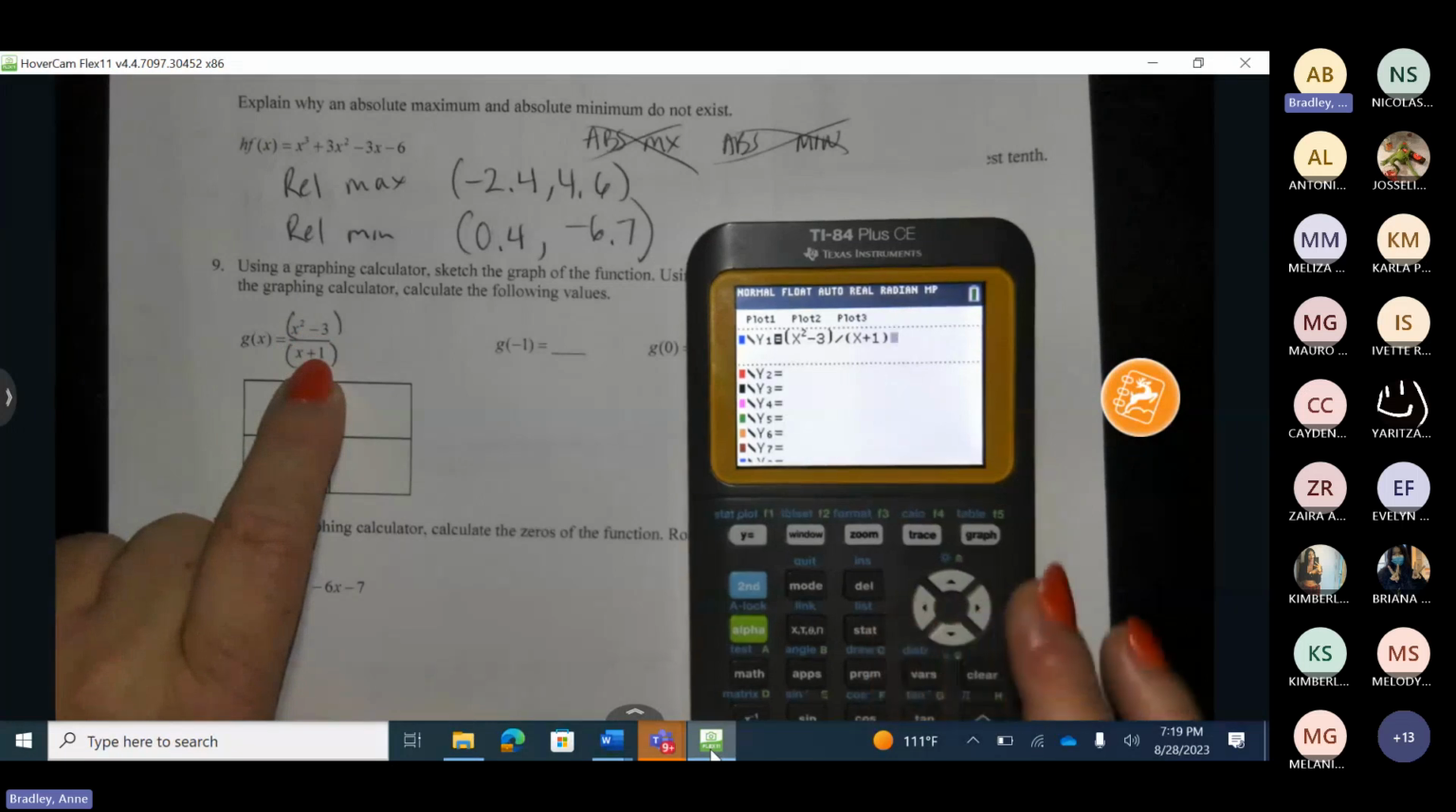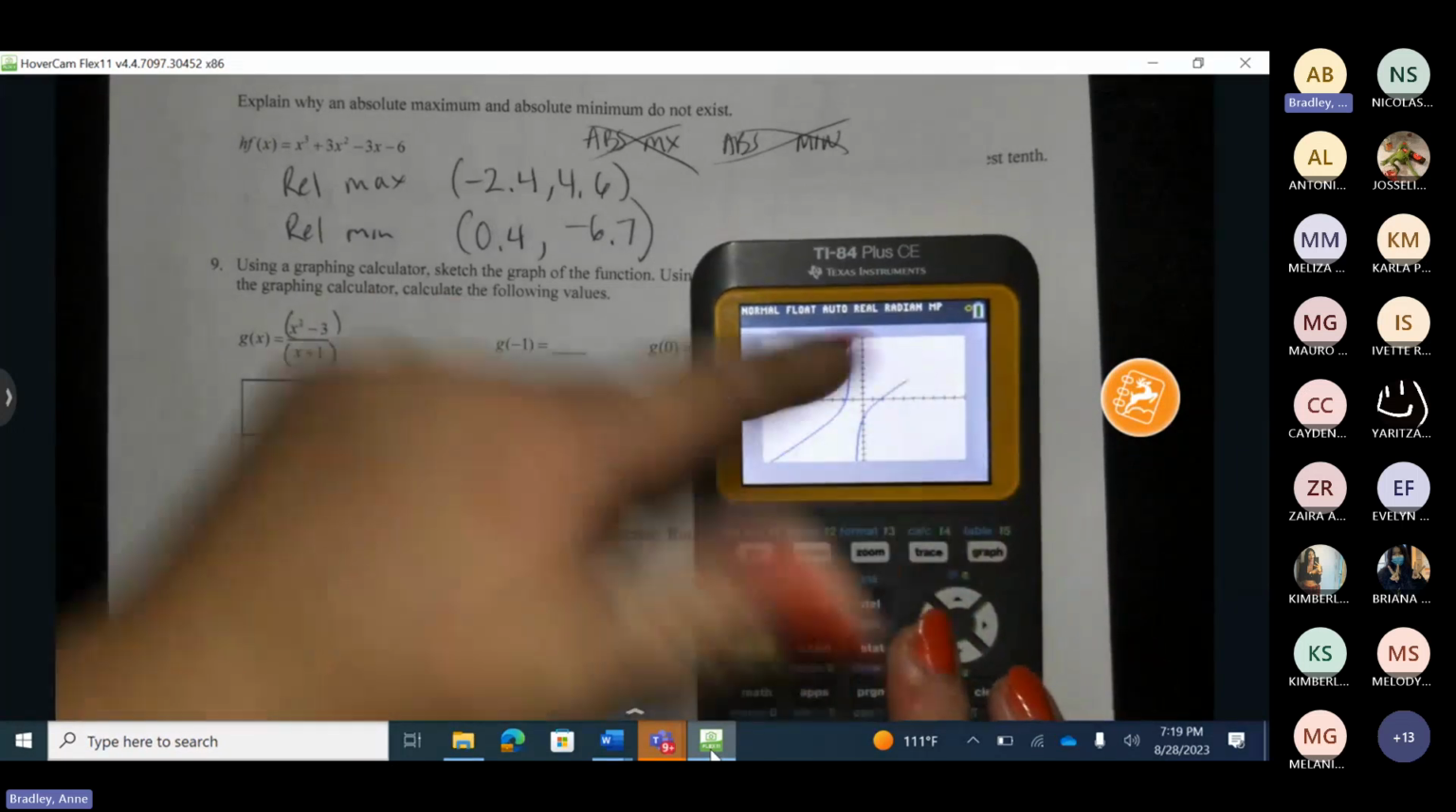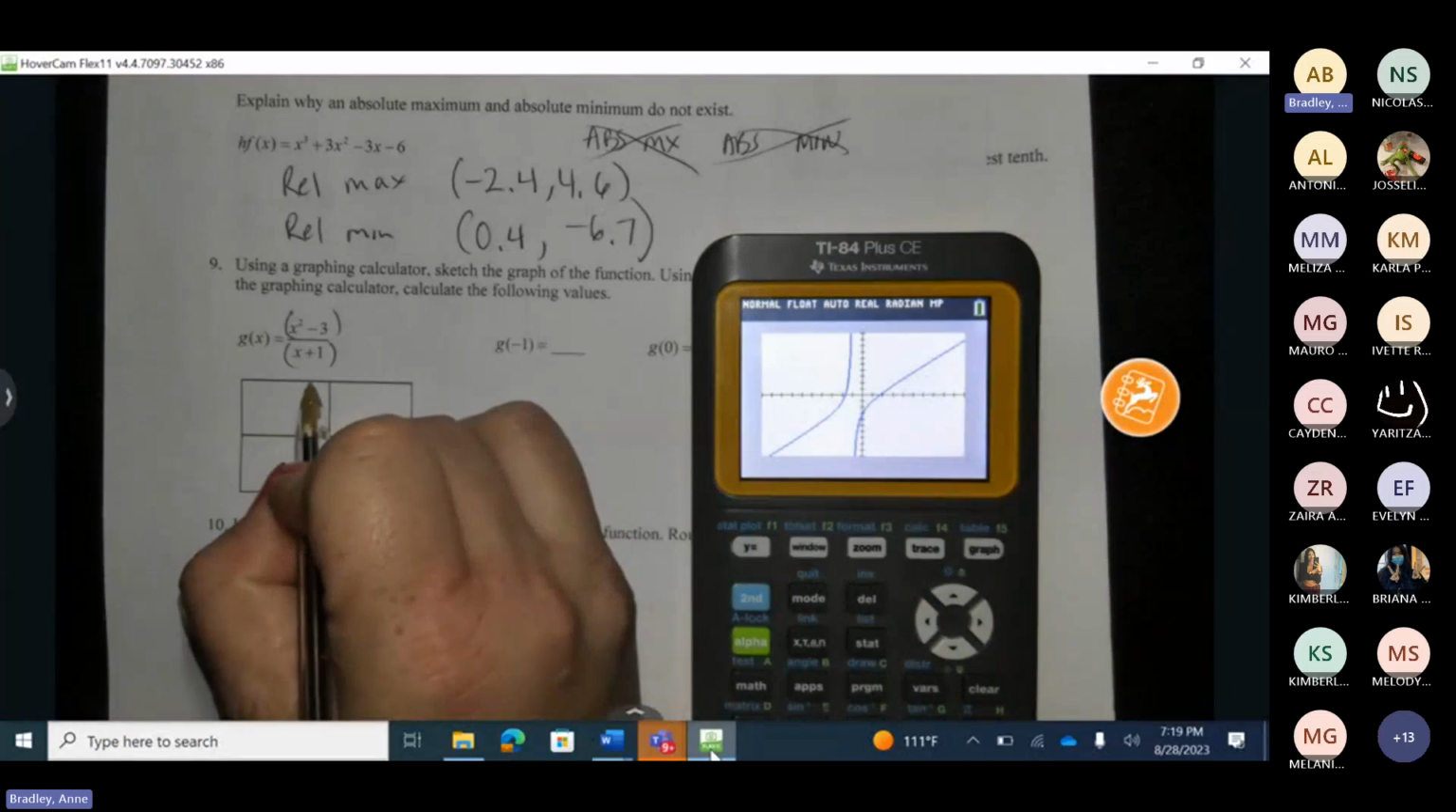So I have the numerator and the denominator, and then I hit trace, and it says in this window, just sketch what you see. Okay, so I'm sketching what I see.